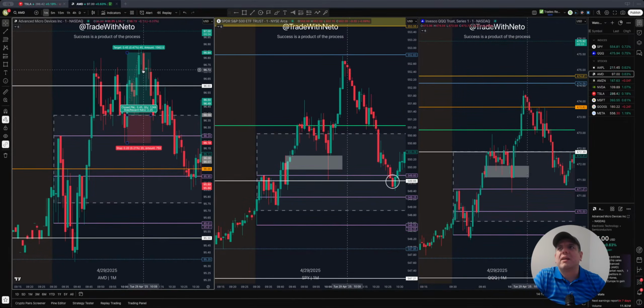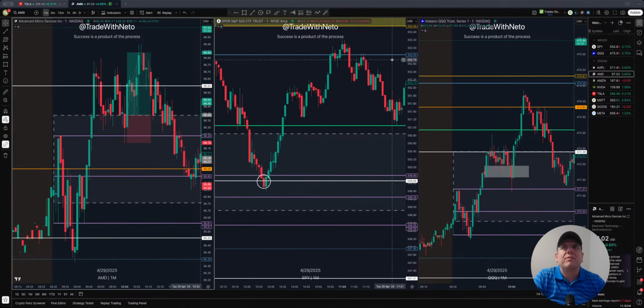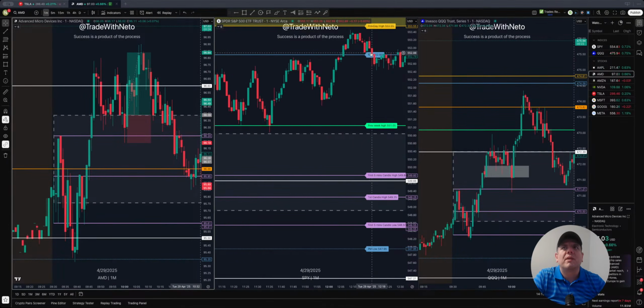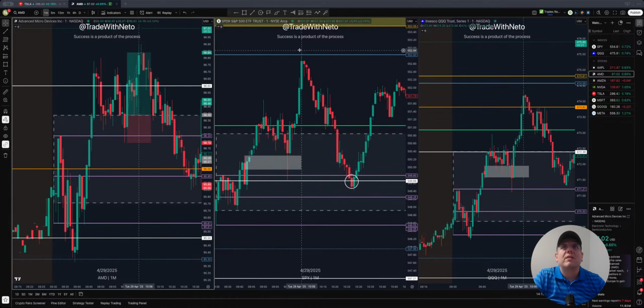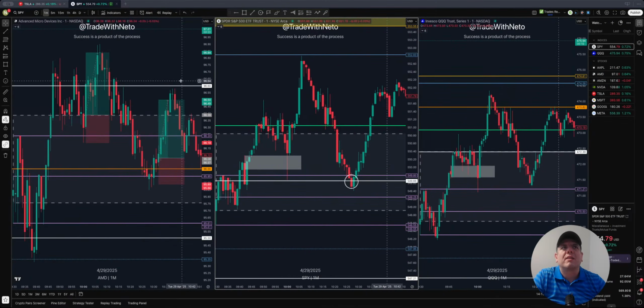However, it didn't have continuation. Why? Because SPY actually hit pre-market high. This 552.83, this is pre-market high. So look at the strong reaction at pre-market high. So what we were doing here after hitting pre-market high, we expected some sort of reaction, and we had a strong reaction on SPY.